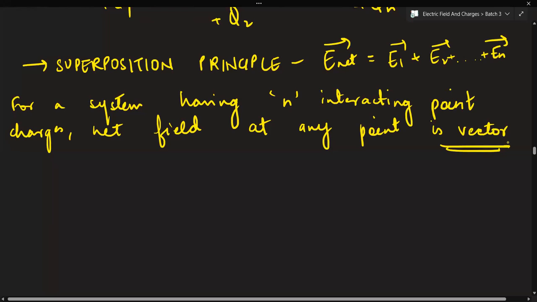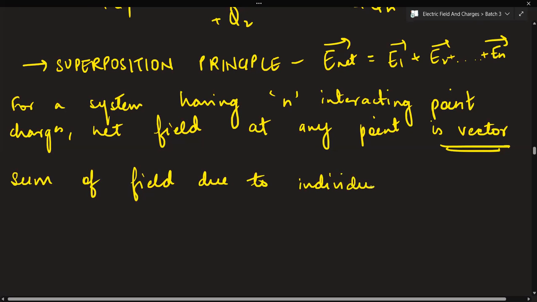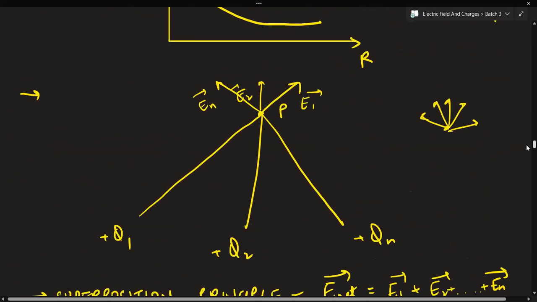If you remember your parallelogram law, triangle law, all the vector laws, that will be considered here. So the net field at any point is the vector sum of the fields due to individual charges. If you have Q1, Q2, just keep taking the directions, whatever directions are possible, and ultimately at the end you have to add them vectorially. This is what is meant by the superposition principle.